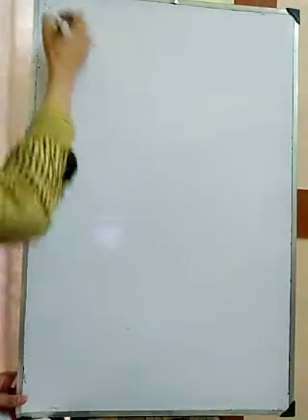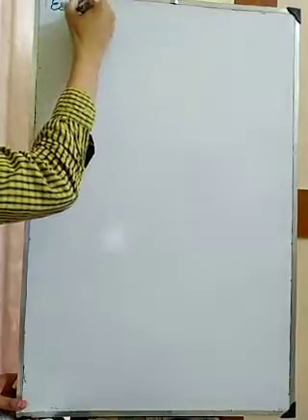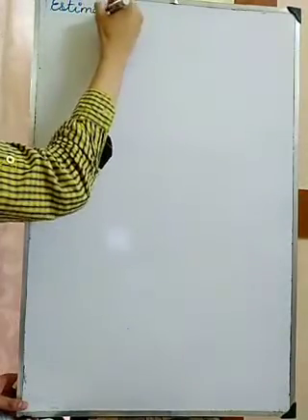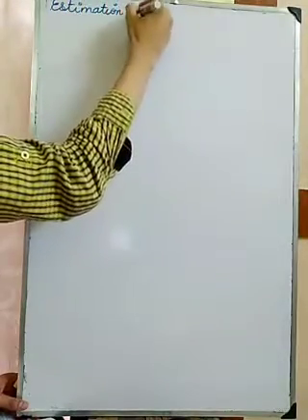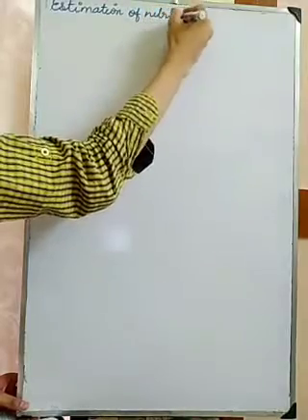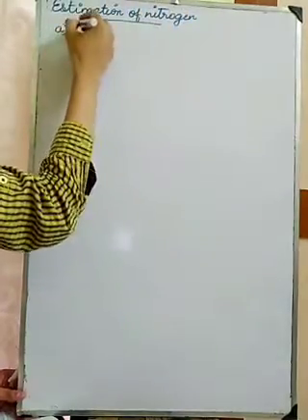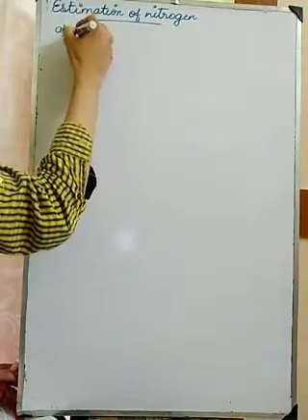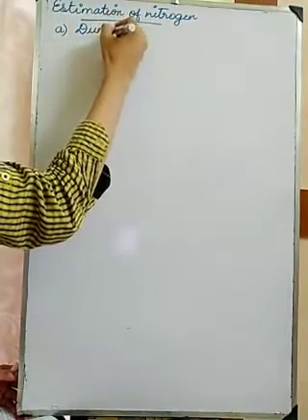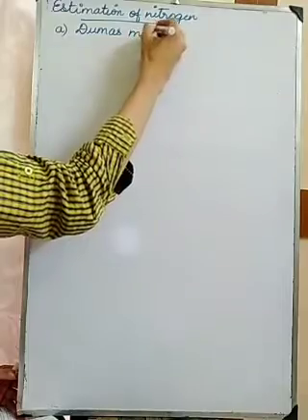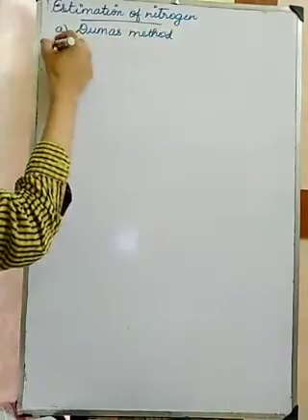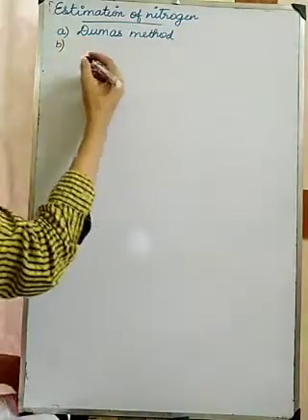In this chemistry chapter, we are going to estimate nitrogen. Estimation of nitrogen, we are going to study two methods. The first one is Dumas method, and the second one is Kjeldahl's method.